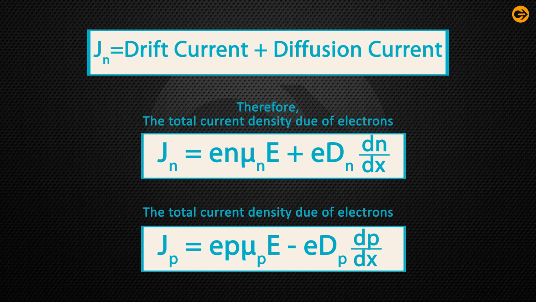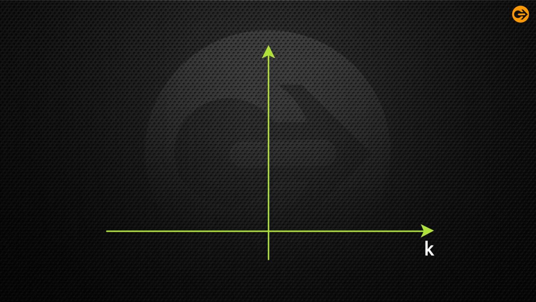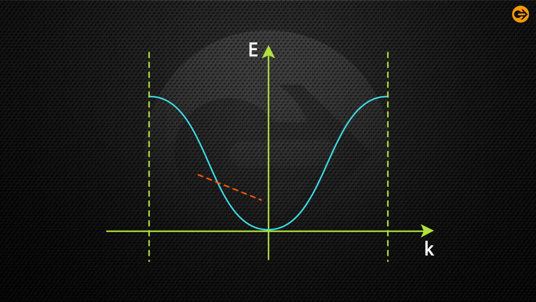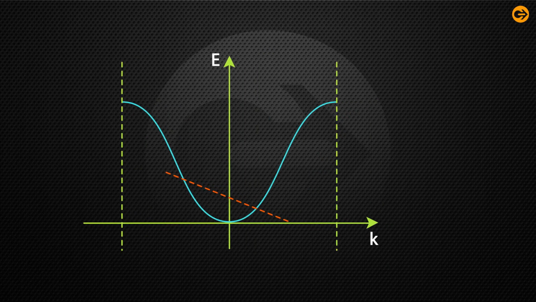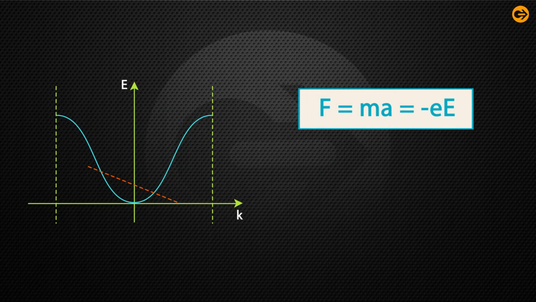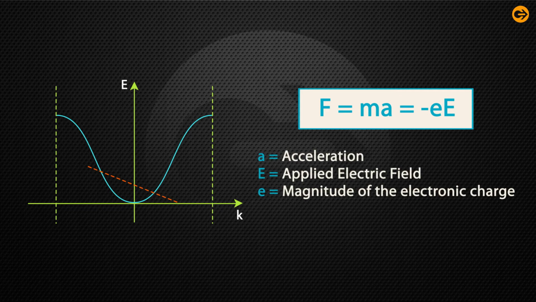In the figure, we can see the asymmetric distribution of electrons in the E versus K diagram, where an external force is applied to the particle. If we apply an electric field to the free electron and use Newton's classical equation of motion, we can write F = ma = -eE, where a is acceleration, E is the applied electric field, and e is the magnitude of electronic charge.